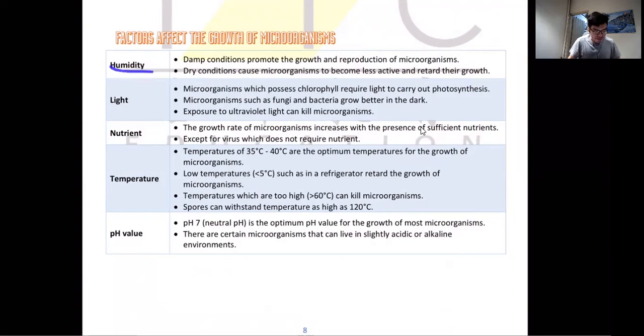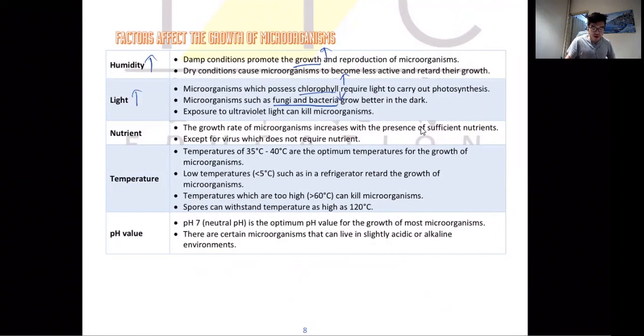Humidity. As I said last week, the higher the humidity, the higher the growth of microorganism, because the more humid it is, there's more water. Microorganisms always like water, for obvious reasons. And light, this one is very divided. If light increases and the organism has chlorophyll, its growth will increase as well. But for bacteria and fungi, those without chlorophyll, growth will in fact decrease.